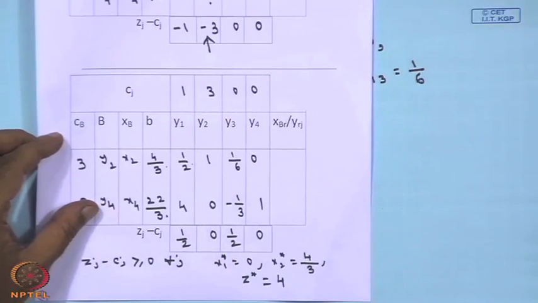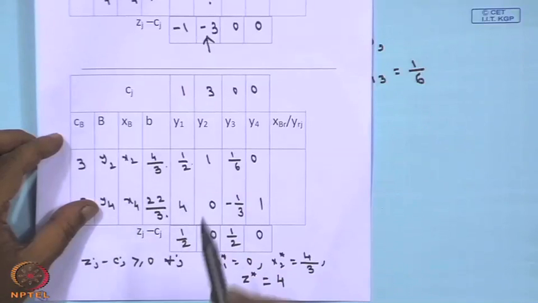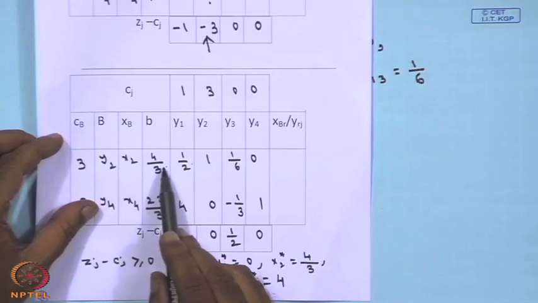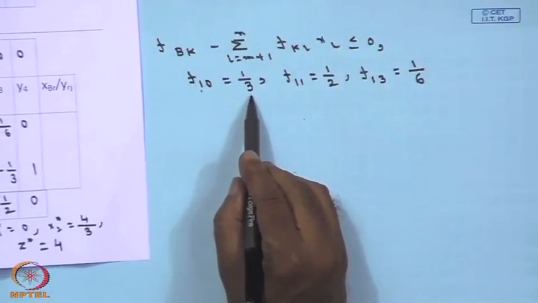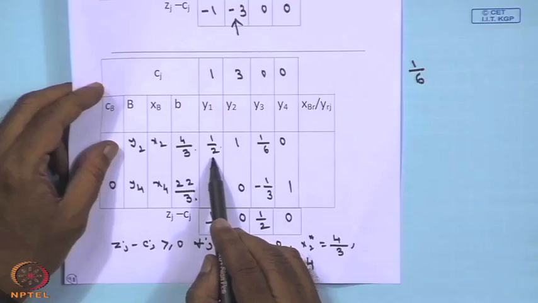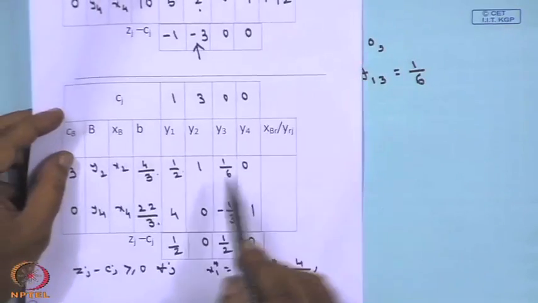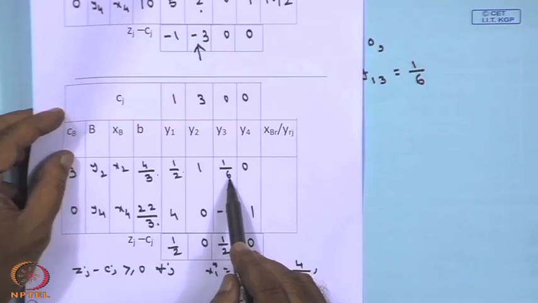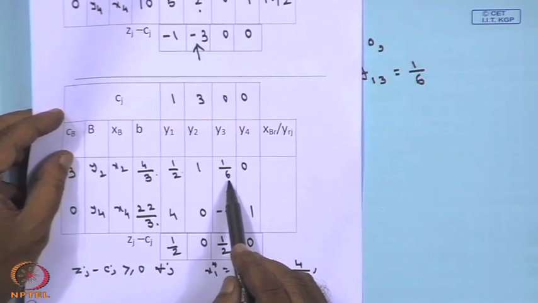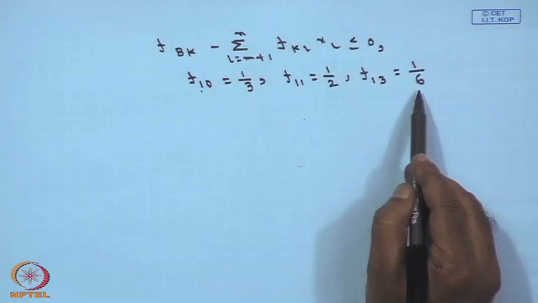We have considered the variable x 2, both are having equal fractional part. So, we have taken x 2. For the b value, the fractional part is 1/3. So, you have taken f 10 equals 1/3. The next one is corresponding to y 1, I have a fractional value. So, I am writing f 11 equals half, and then again corresponding to y 3 you have a fractional value 1 by 6. So, you are writing f 13 equals 1 by 6.